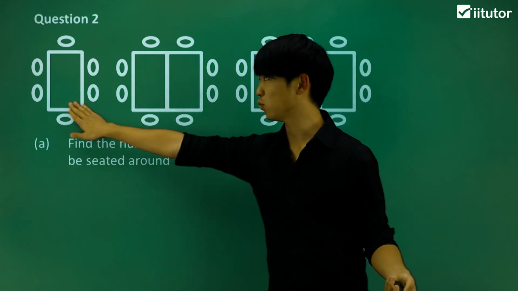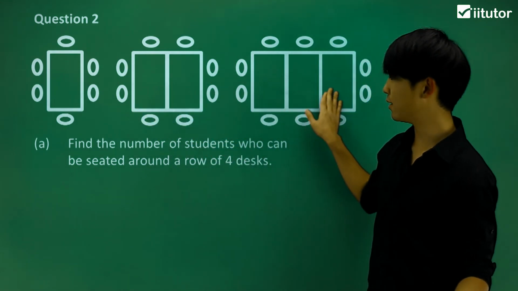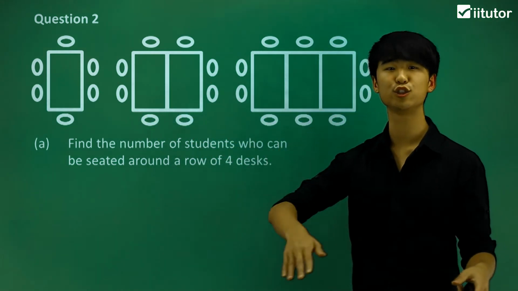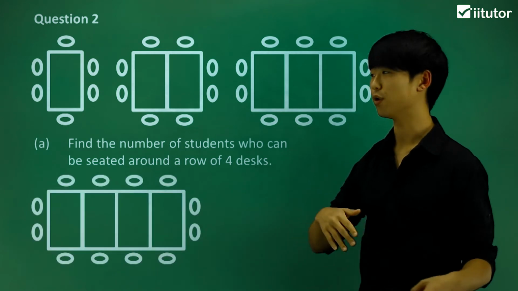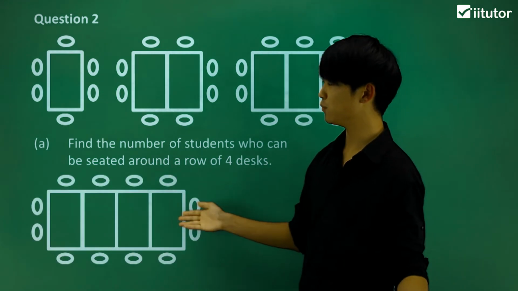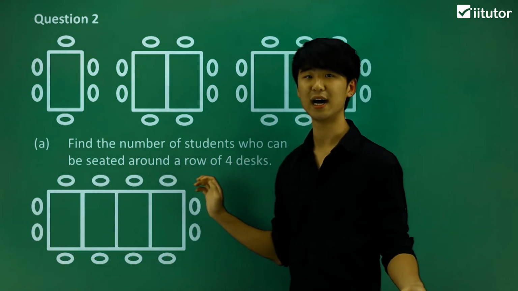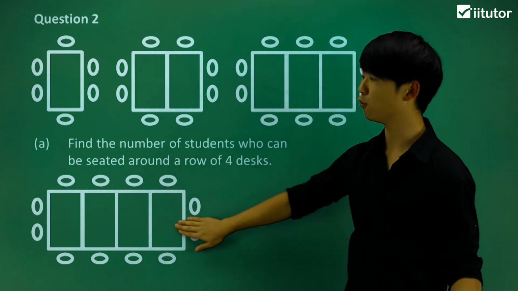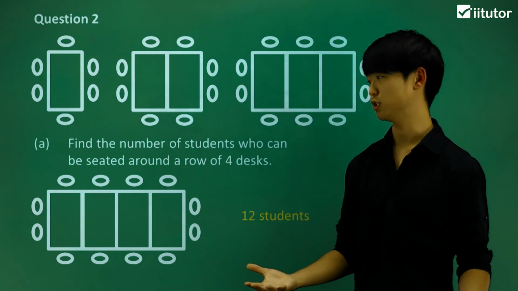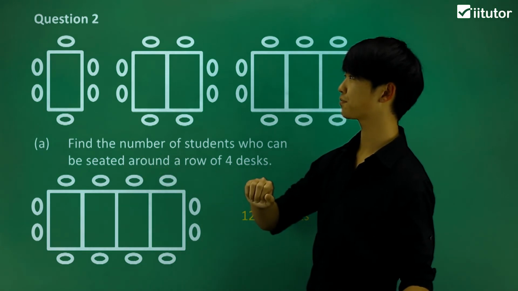So again, this is desk 1, these are 2 desks, 3, and we want to find when there's 4 desks, how many students are surrounding it. So it's going to look something like this. And from here, we can just simply count how many students there are. Okay, so for 4 desks, we know that there are 12 students. So I want you to just simply count them.